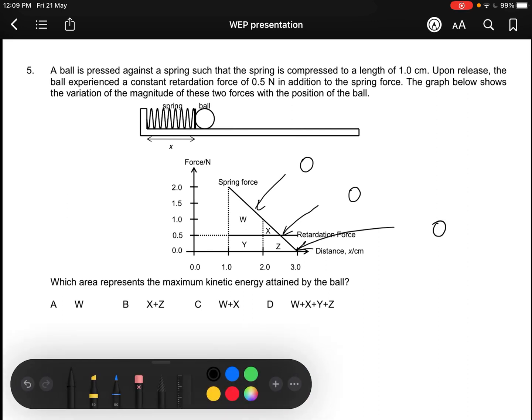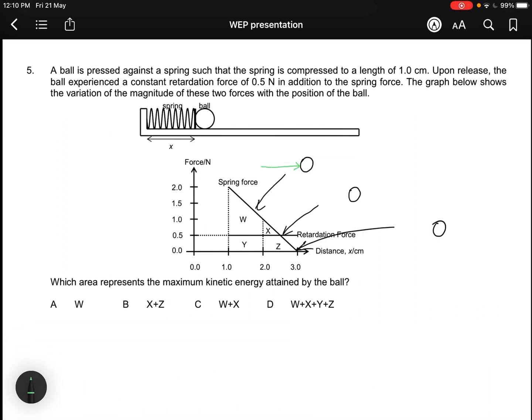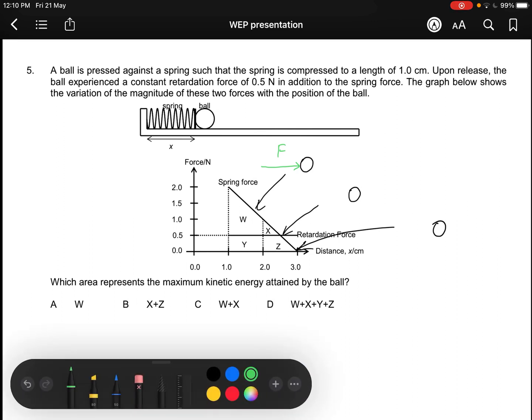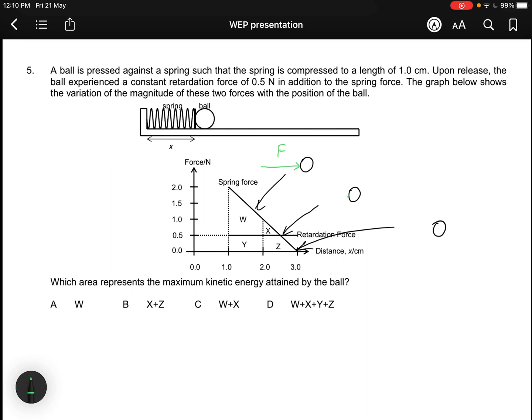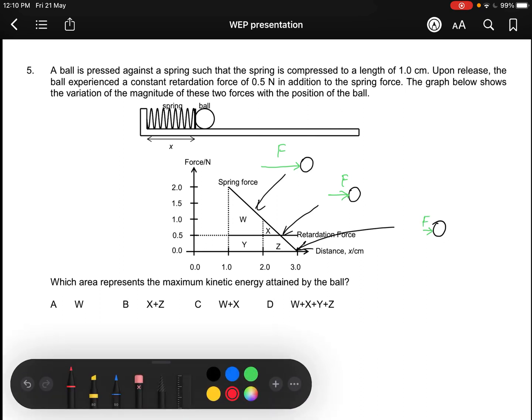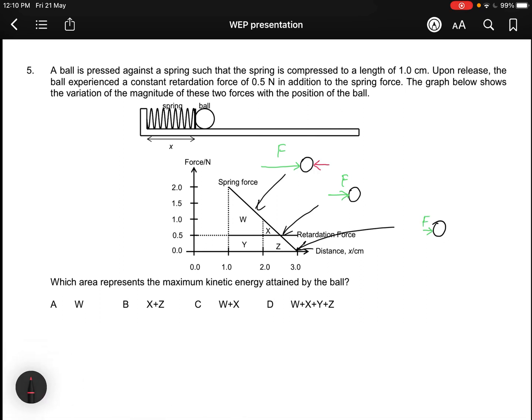From 1 cm all the way to around 2.5 cm, you see that the spring force is actually bigger than the retardation force. Okay, so let me draw the spring force for the other guy as well. And the retardation force here, let's call it R. From 1 to 2 point something cm, it is smaller than the spring force.